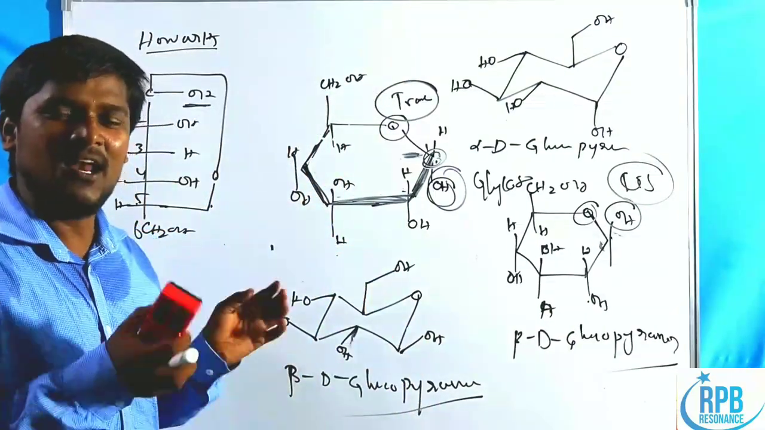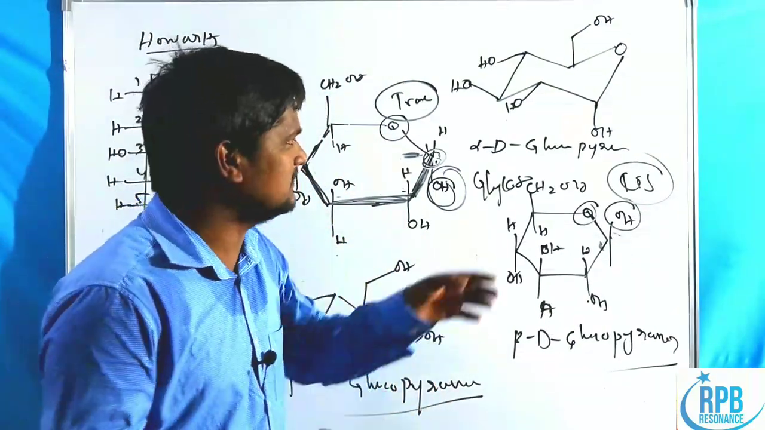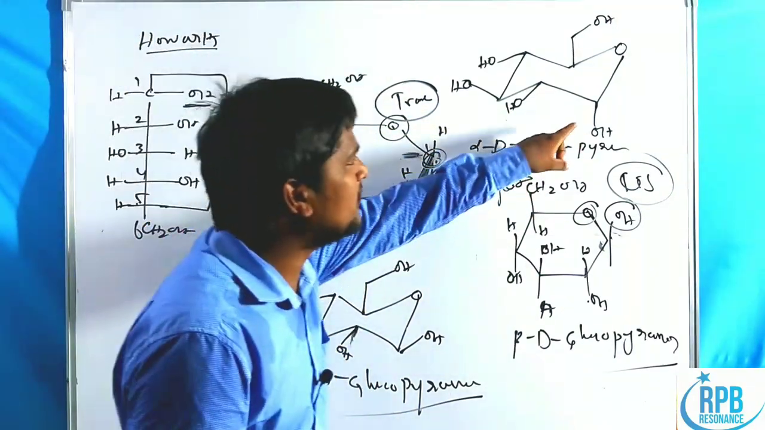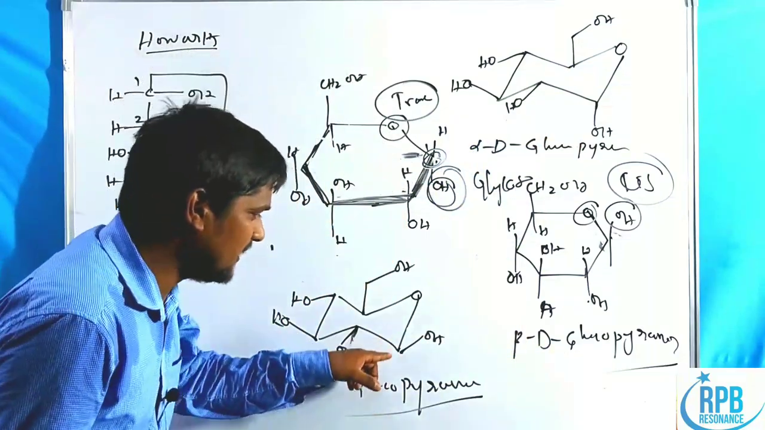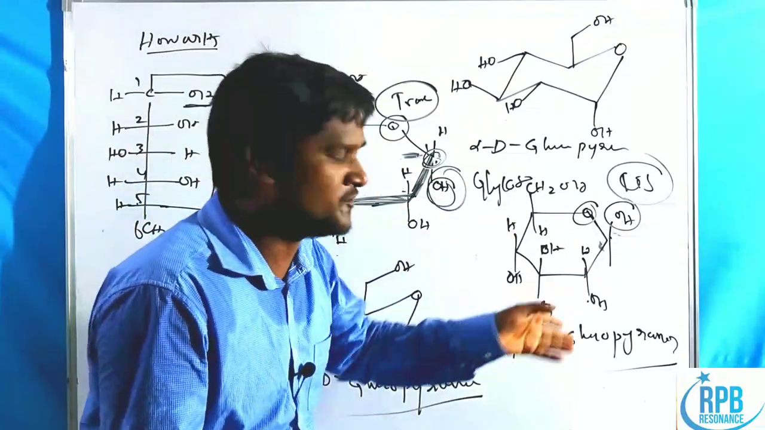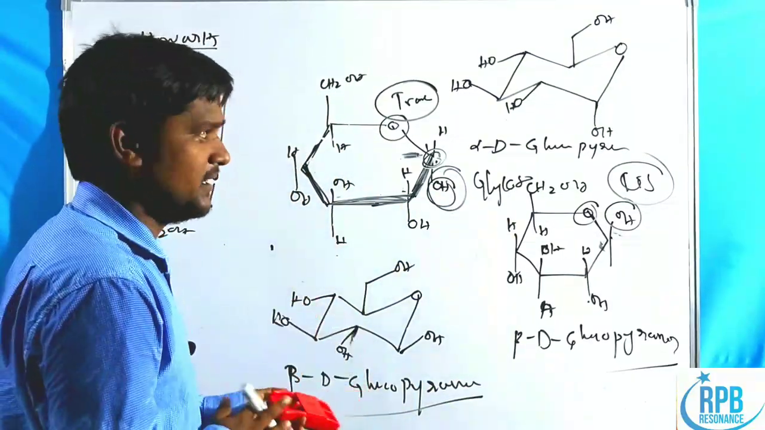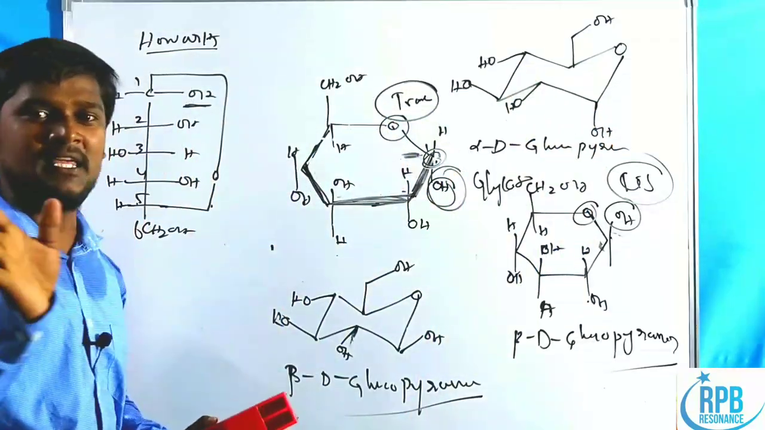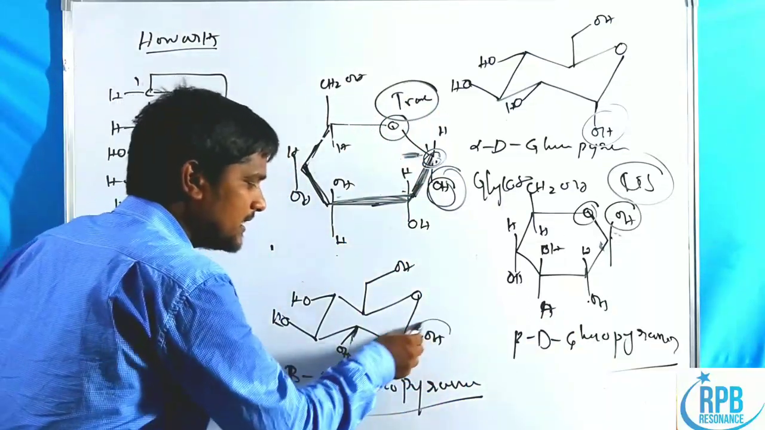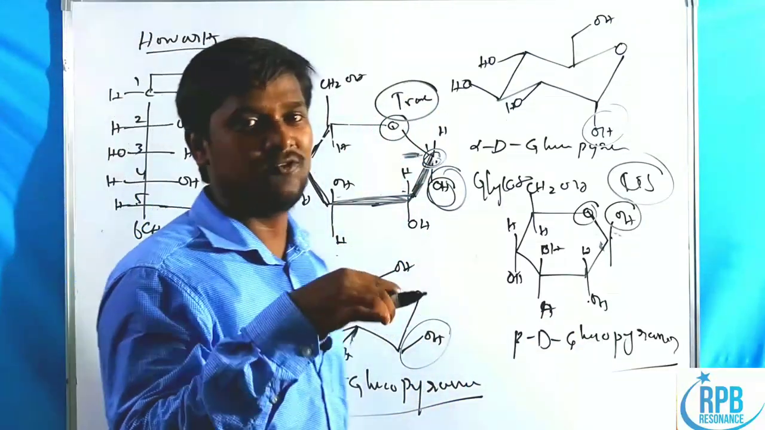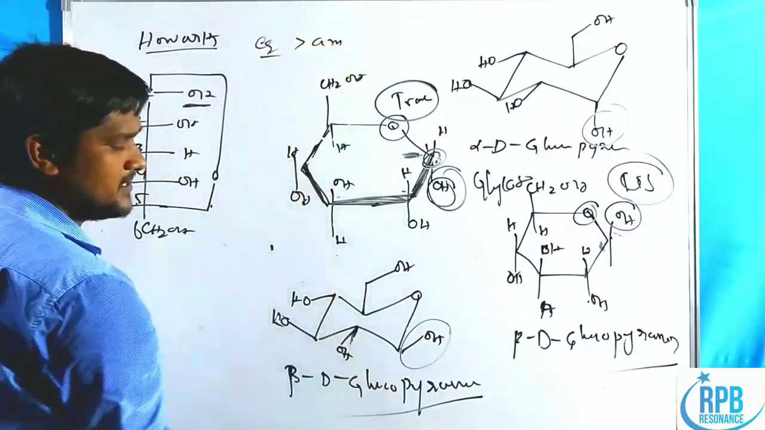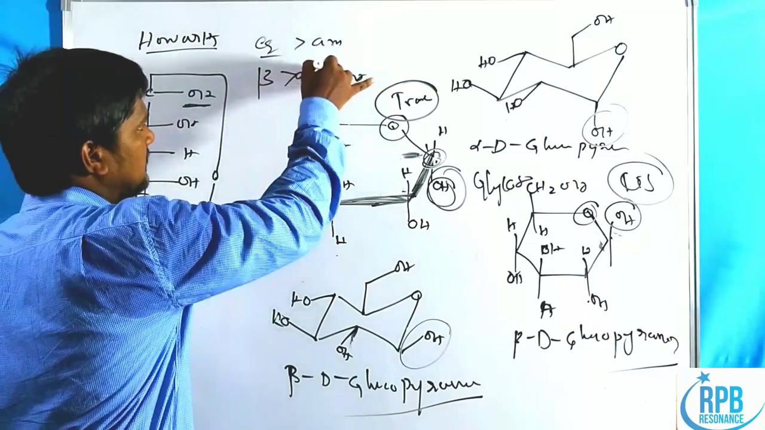Now the stability of alpha and beta D-glucose is a very simple thing. Here is the glycosidic bond, which we have discussed, in the alpha isomer. Here it is the bottom side, and here it is the top side. The stability of the alpha isomer we cannot explain by the Howarth projection, but the chair conformation explains it. Axial positions are less stable than equatorial positions, we know that. Here the glycosidic OH is at the axial position. In the beta isomer, it is at the equatorial position. Equatorial is always more stable than axial. That indicates the equatorial position present in the beta isomer, so beta is more stable than the alpha isomer.